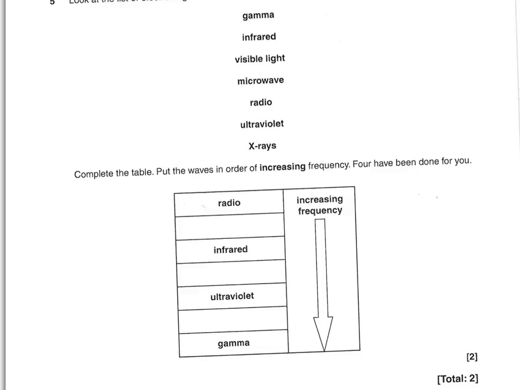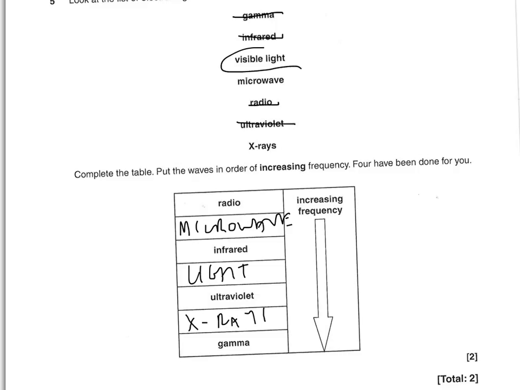So the first one between radio and infrared is microwave. Then you've got visible light in between infrared and ultraviolet. And then you've got X-rays in between ultraviolet and gamma. Now you could obviously discount the other ones when you're doing this, because they were already in the table, so you just had to put these ones in.